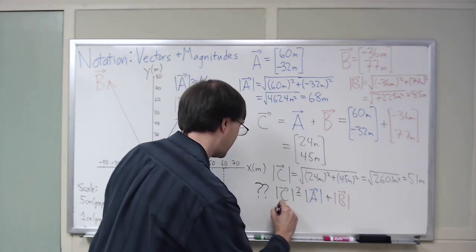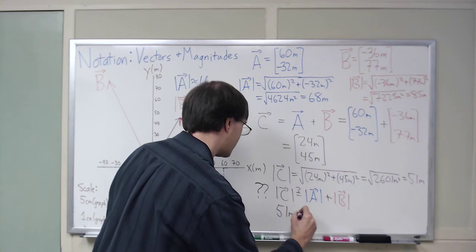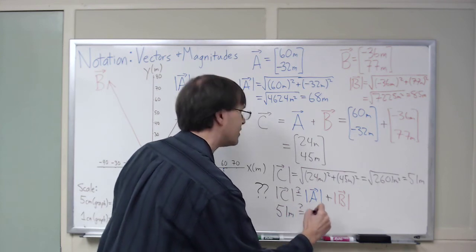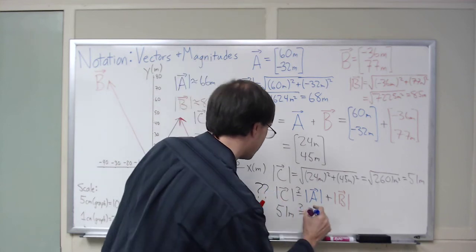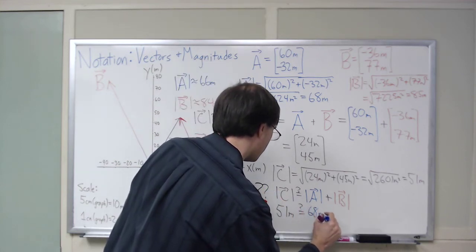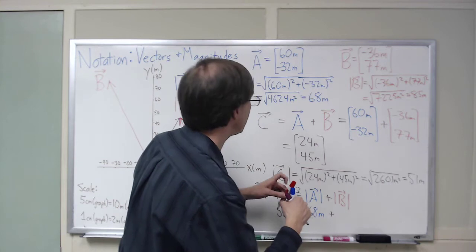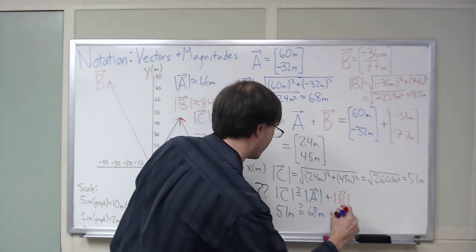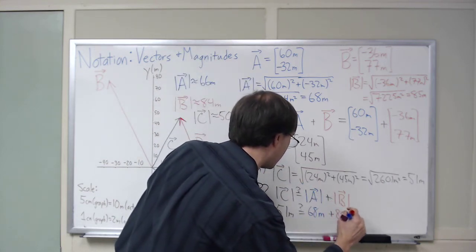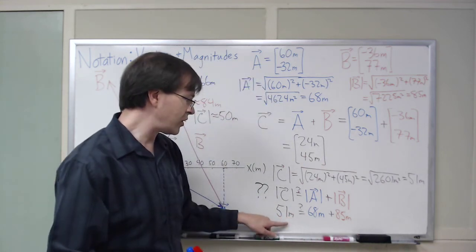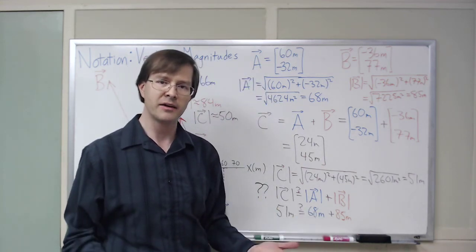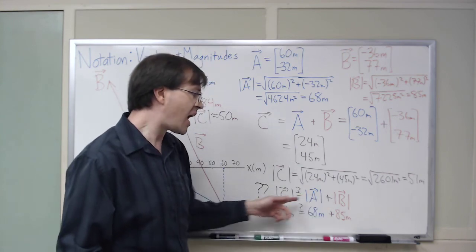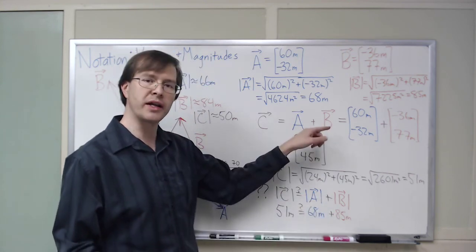If it were true, it would mean that 51 meters equals, question mark, A was 68 meters plus B was 85 meters. Is it true that 51 equals 68 plus 85? Obviously not. This equation is not true just because this one is.